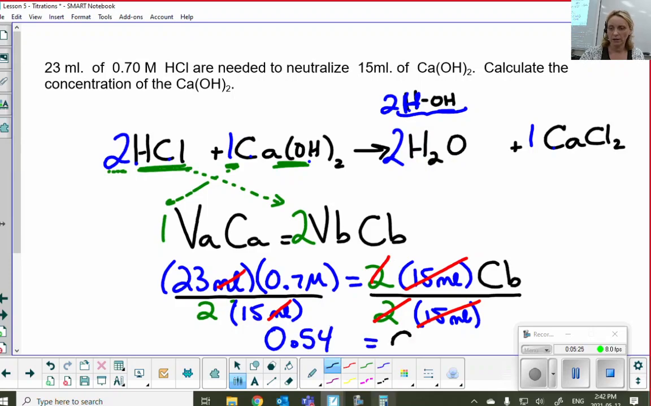0.54 what? Well, this is our concentration of our base, and you'll see that the only units we haven't canceled so far are the M for molarity, and that is the correct units for concentration of the base.